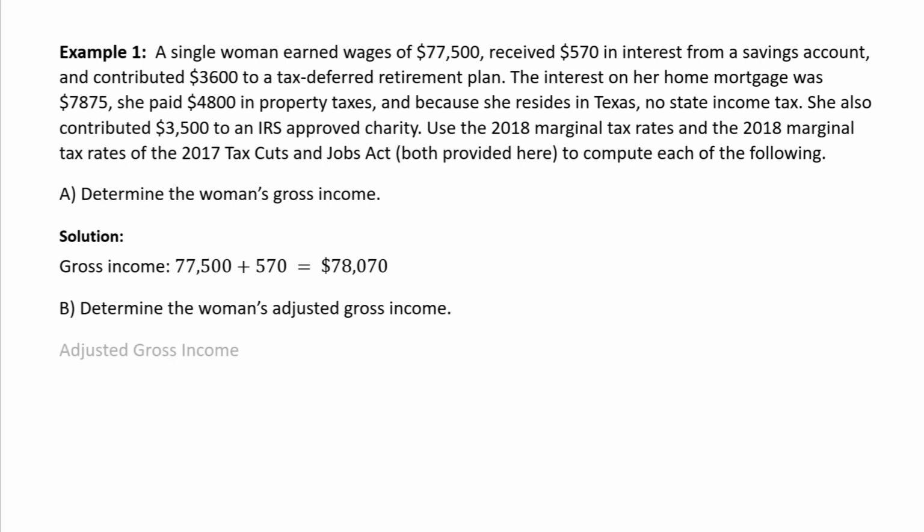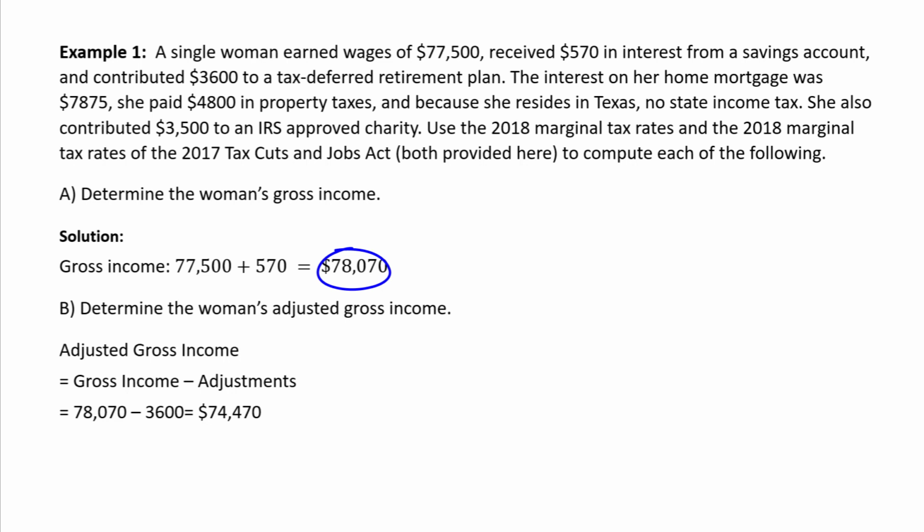B. Determine the woman's adjusted gross income. Her adjusted gross income is her gross income minus the adjustments. Her gross income we computed in Part A as $78,070, and the adjustment is the $3,600 she put in a tax-deferred retirement plan. So her adjusted gross income is $74,470.